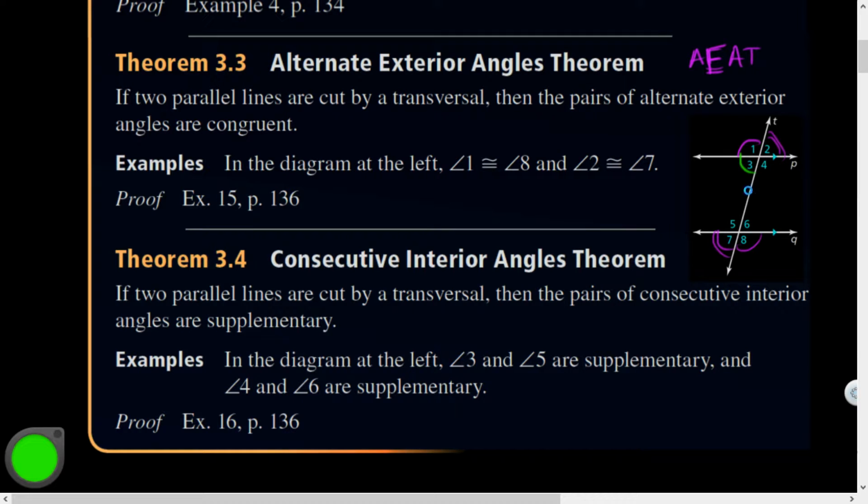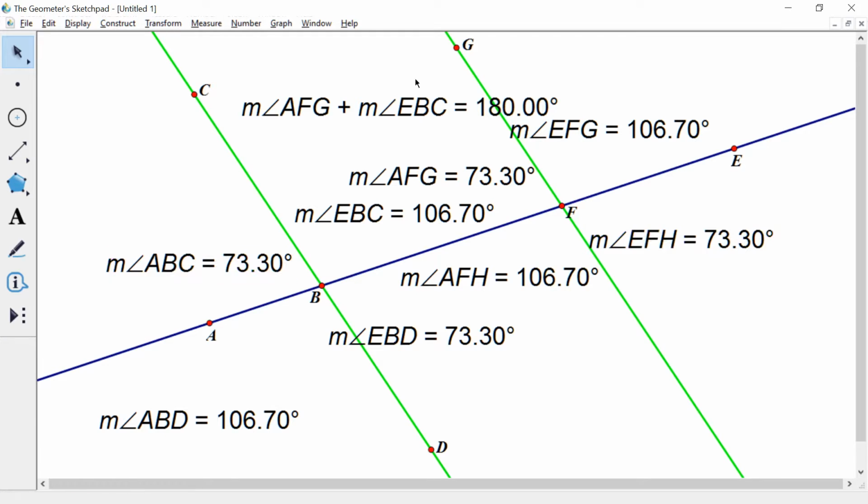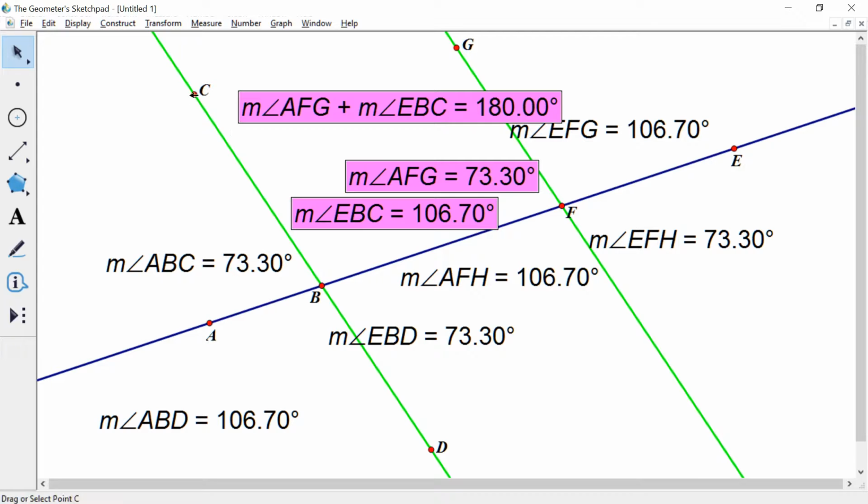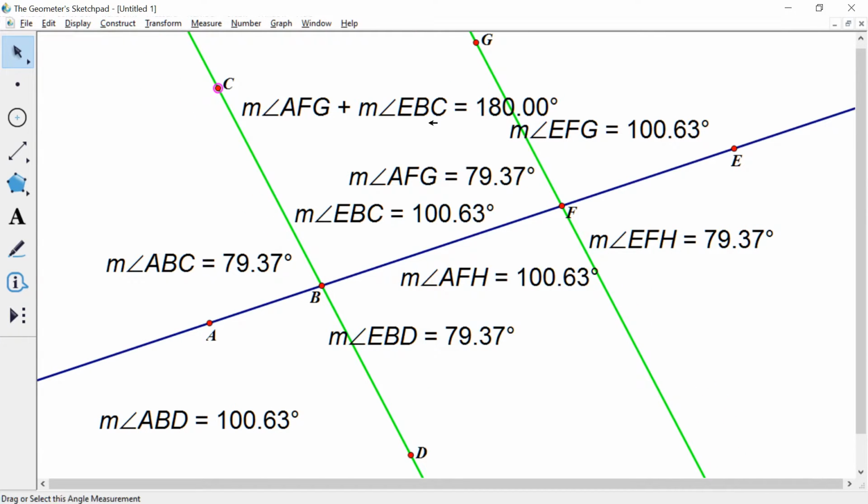Consecutive interior angles, actually I should label it this way, are going to be supplementary. They add up to 180, right? Bam, bam. 180 to each other. And we also labeled that on our Geometer's Sketchpad sketch. Look at these guys, right? They're always adding up to 180, 180.